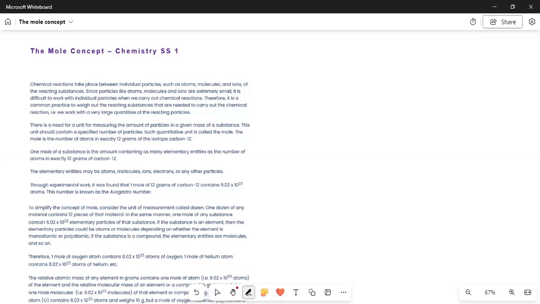In this lesson, we'll be looking at the mole concept. And what is a mole? Now, we know that chemical reactions take place between individual particles. And from our previous class, we learned that the particles of a substance could be atoms, molecules, or ions. So when a chemical reaction takes place, the reaction is actually between these particles.